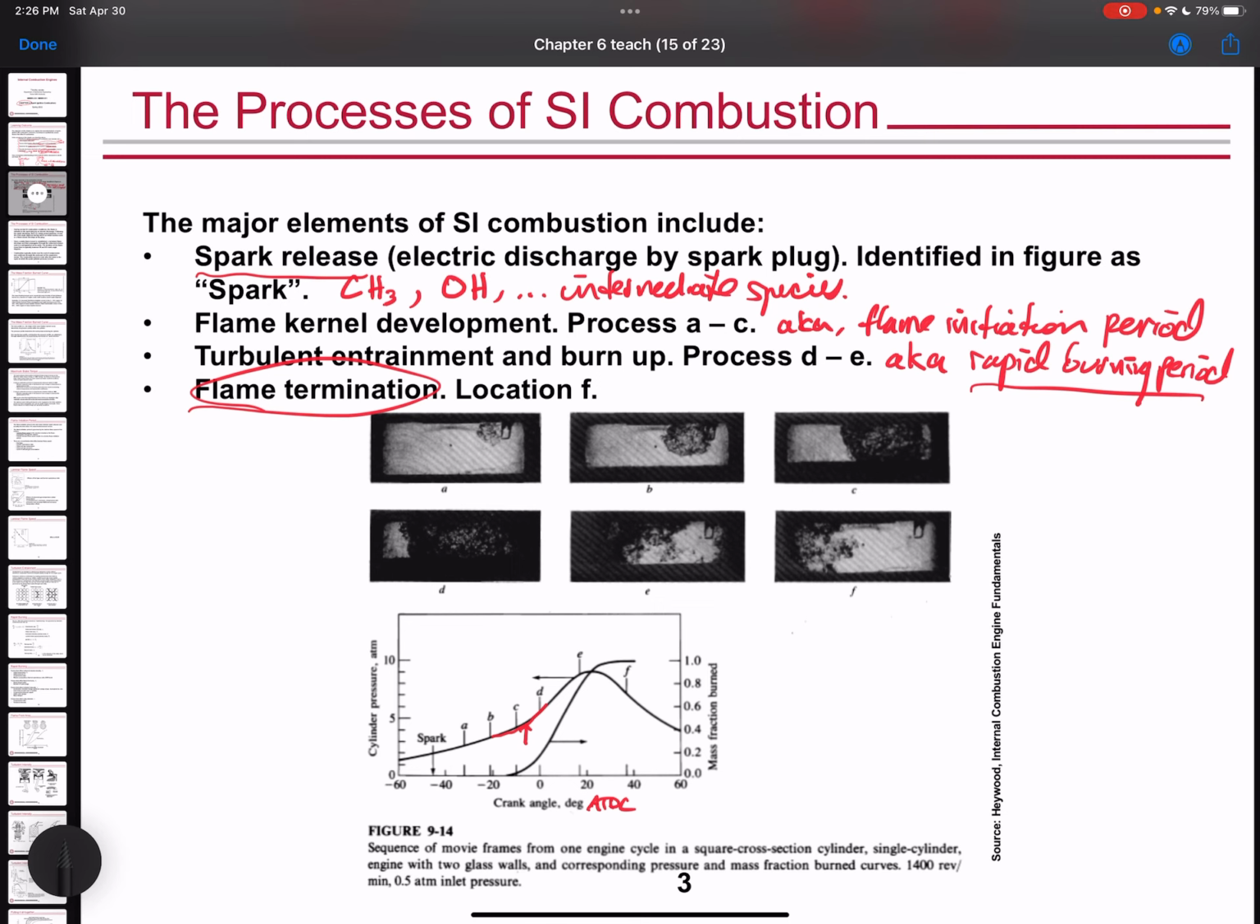But before we move on from this slide, there's one additional item that I need to highlight, and that is this second curve that's on here, which is the mass fraction burn curve, okay? So the mass fraction burn curve is more or less just the result of the analysis of what we call the heat release of the fuel, okay?